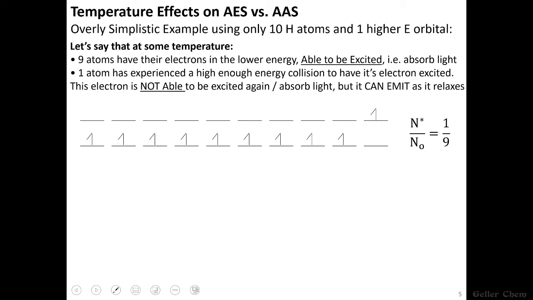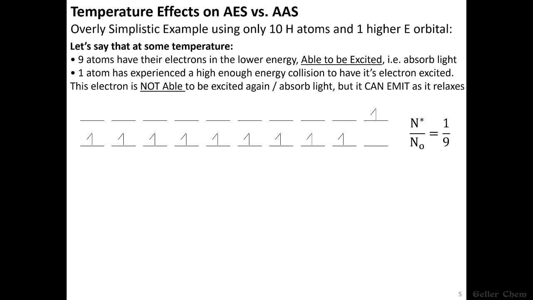And let's say that at some temperature, 9 of these atoms have their electrons in the lower energy orbital, and thus these electrons are capable of being excited. In other words, these 9 atoms can absorb light. On the other hand, one of these atoms has experienced a high enough energy collision that its electron has already been excited. This is not capable of absorbing light anymore, but it could emit it as it goes back down. From the population standpoint, we would say that the ratio is 1 to 9.